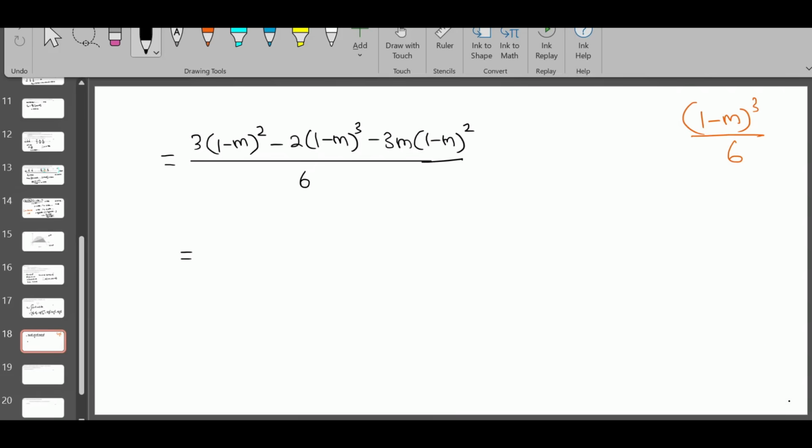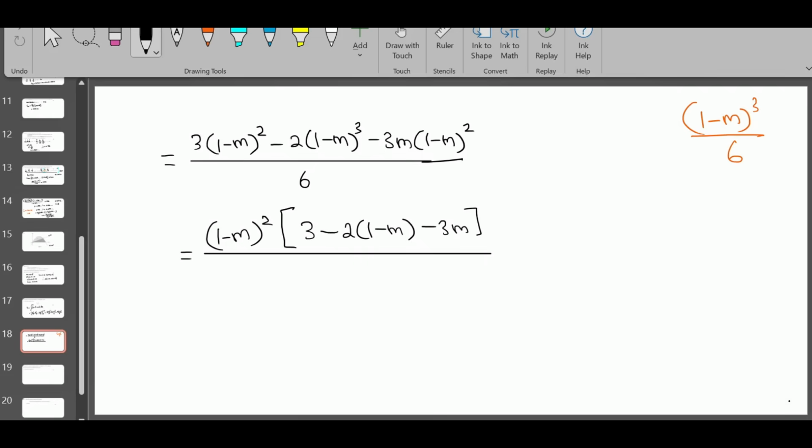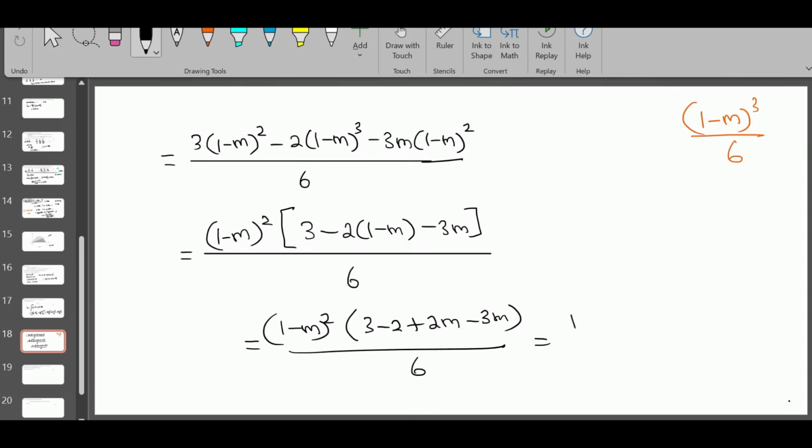From the numerator, I'm going to take out the common factor, 1 minus m whole square. In the first term, I'm left with 3. In the second term, 2 times 1 minus m. In the third term, minus 3m, over 6. Simplify it: 1 minus m whole square times 3 minus 2 plus 2m minus 3m over 6. 3 minus 2 is 1. 2m minus 3m is minus m. We got the answer already: 1 minus m whole cube over 6.